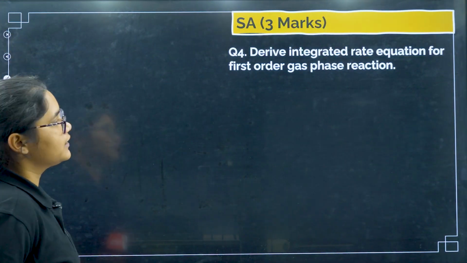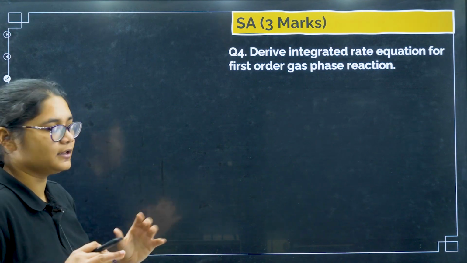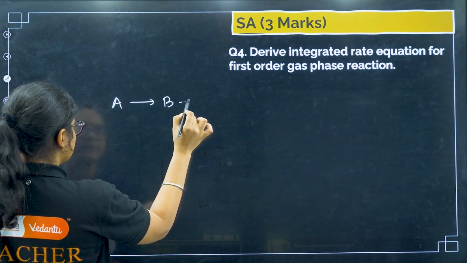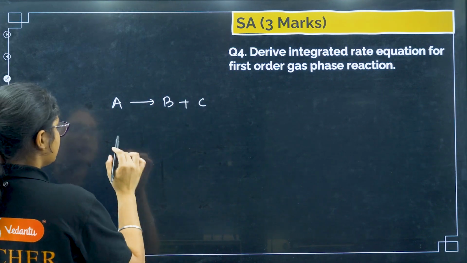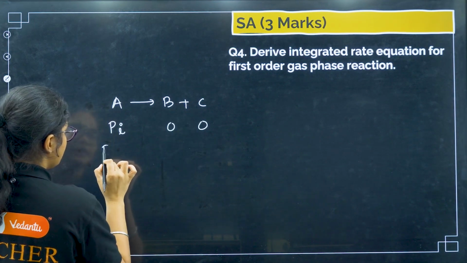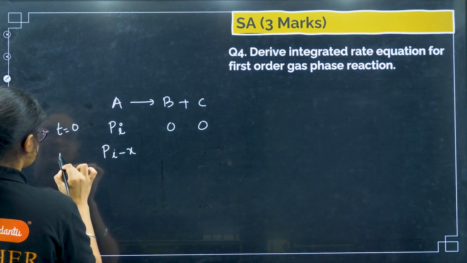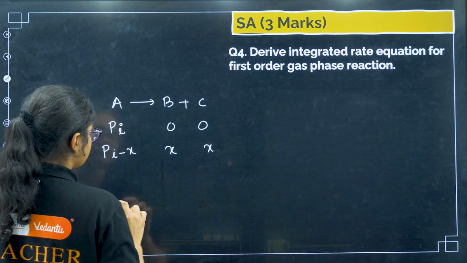Next, we have integrated rate equation for first order gas phase reaction. I am just writing the definition, like how to derive it. See, A gives B plus C. In this particular derivation you can use A, B and C, that is fine. Let the initial pressure be Pi. This is 0, this is 0 at time equal to 0. At time equal to t, x amount of A has reacted, so x will form here.